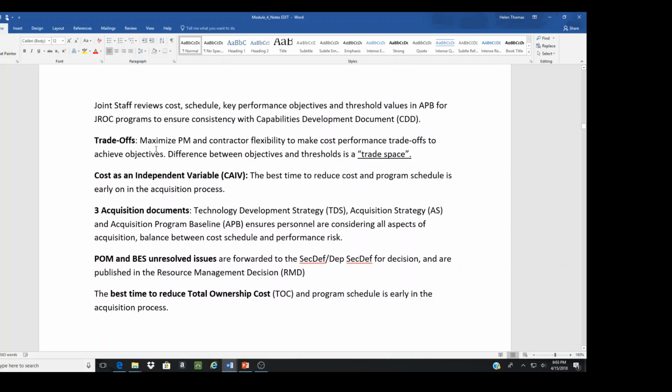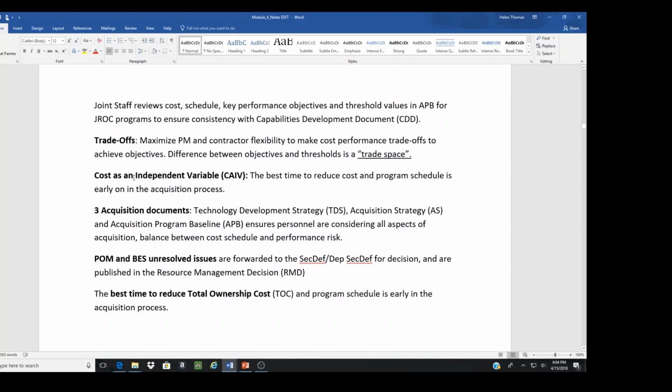So what's a trade-off? Maximize program management and contractor flexibility to make cost-performance trade-offs. Again, we're trying to cut costs as we are going into this acquisition. So what are some things we can give up? The trade space is the difference between objectives, what I want to do, and my threshold. How much can I afford to spend? What can I get for the amount of money that I have?